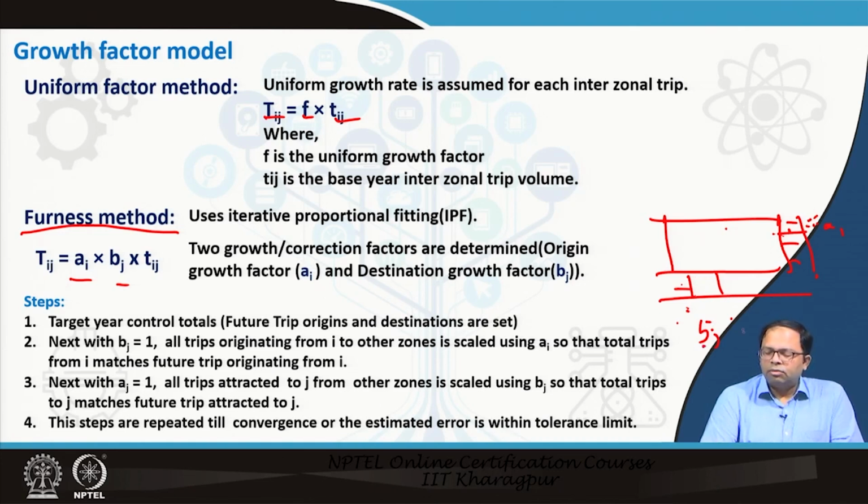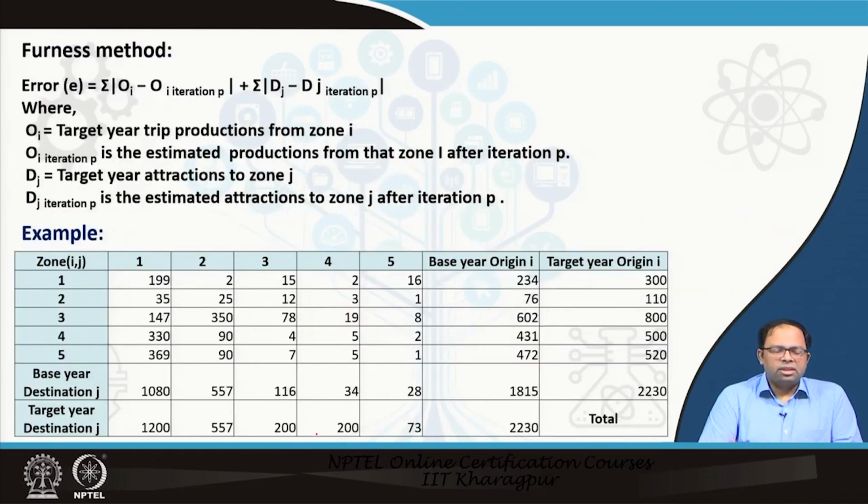So first we do it iteratively one by one. First we set Bj equal to 1 and we estimate Ai for all the values, and then we multiply with this. Then we get a total for trips attracted over here, which is different from the actual attraction. Then we keep Ai equal to 1 and we change the value of Bj. So this is a simple iterative proportional fitting method, and this step is repeated till convergence, and as I told you, this estimated error should be within the tolerance limit or whatever we set. So the error is measured as the summation over all origins of the target origin minus the origin I estimated after iteration p. That means this is the target and this is the estimated value.